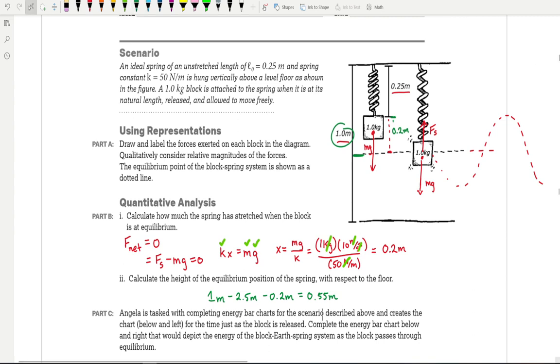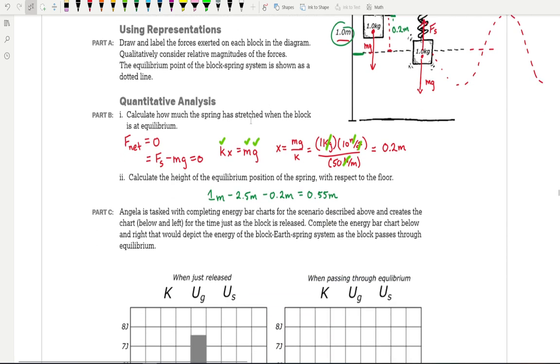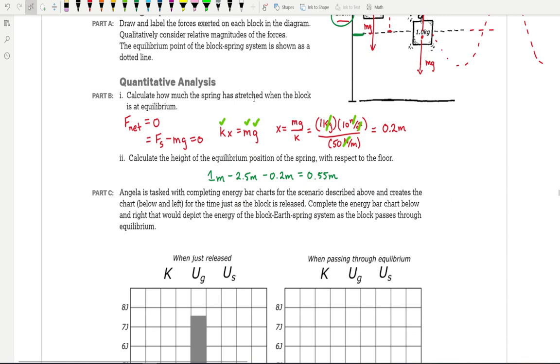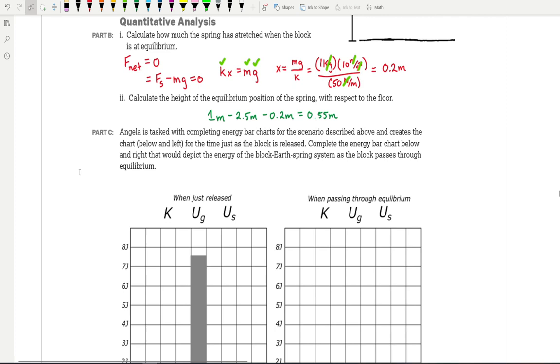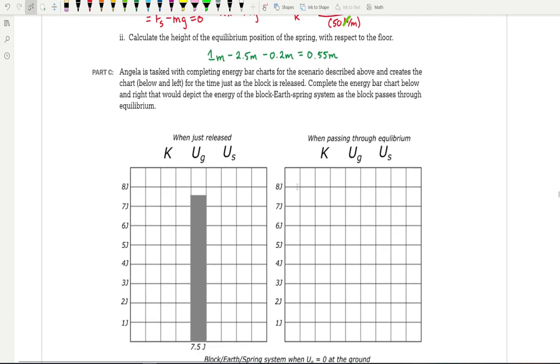All right, so now let's get into the energy part. For part C, it says that Angela is tasked with completing energy bar charts for the scenario described above and creates the chart below and left for the time just as the block is released. Complete the energy bar chart below and right, that's the bar chart that's below and to the right.